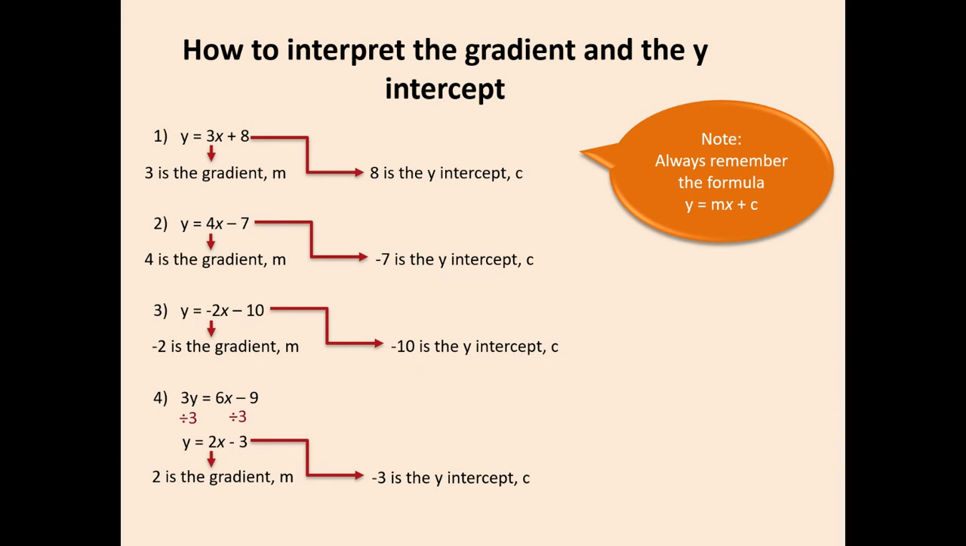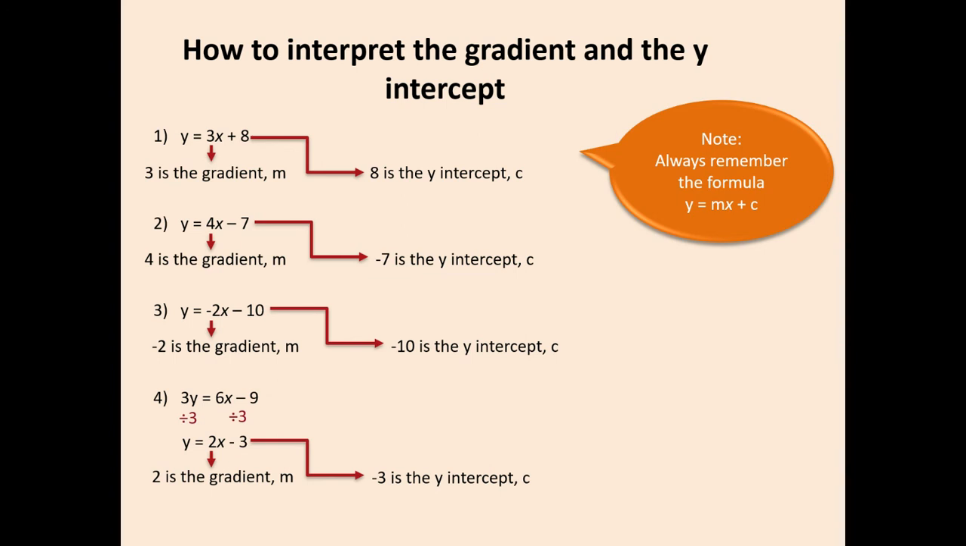Question 3 now, y is equal to minus 2x minus 10. Be careful. Remember, the gradient would have to be the coefficient of x. So a lot of people would say 2. No, it would have to be minus 2. That is the coefficient of x, which would be your gradient for question 3. And the y-intercept would be minus 10.